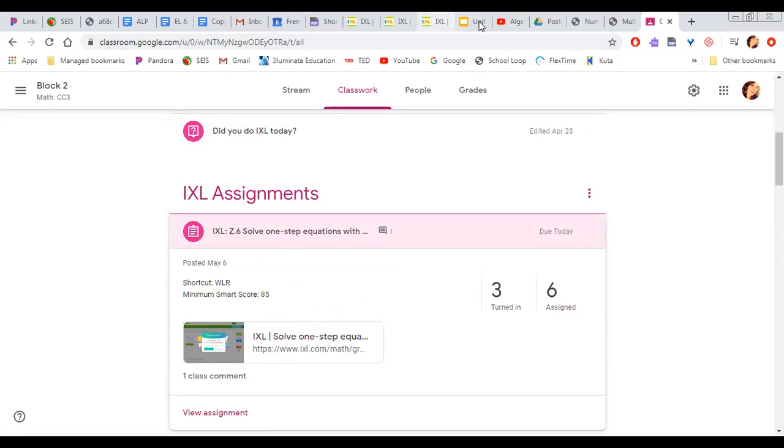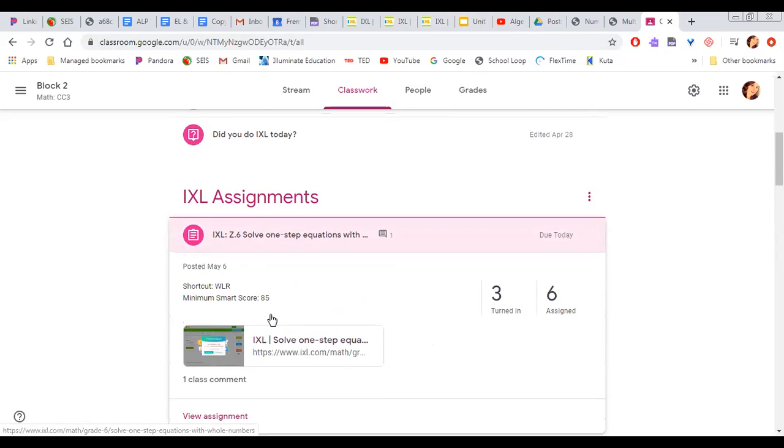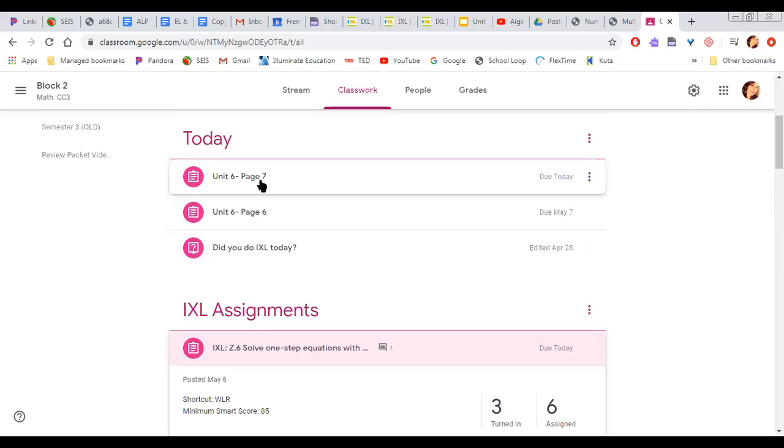So that's good. I have a link here for you. I can put it in page 7 again, so that's another way to find it. And it's also starred in IXL.